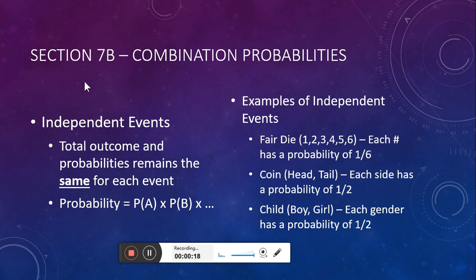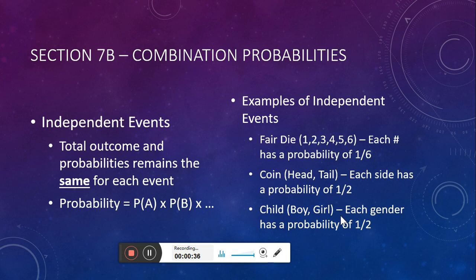So the first type of combination is called independent events, and two events are considered independent if their total outcome and probabilities remain the same for each event. And the formula for that is just basically multiplying all of the probabilities together.